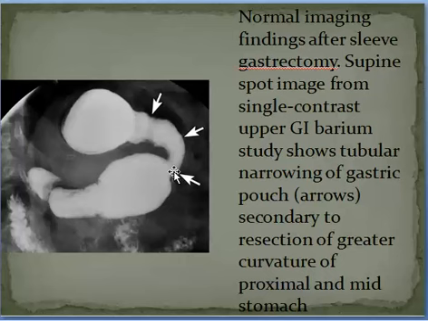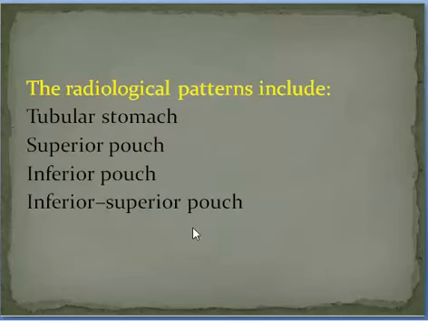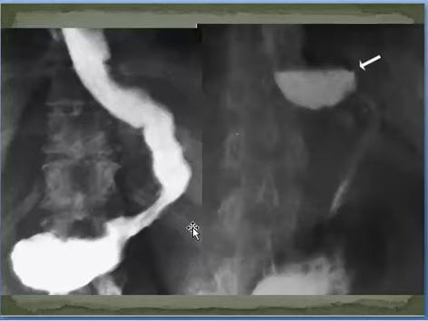Normal finding after sleeve: the supine filled single contrast study shows a tubular narrow stomach. This is a tubular narrow stomach, secondary to resection of the greater curve. Sometimes you can find a small pouch here and a small pouch there. So we have a tubular stomach, superior pouch, inferior pouch, or maybe both pouches. Here is the new stomach, reconstructed, with small dilatation above or some dilatation below.